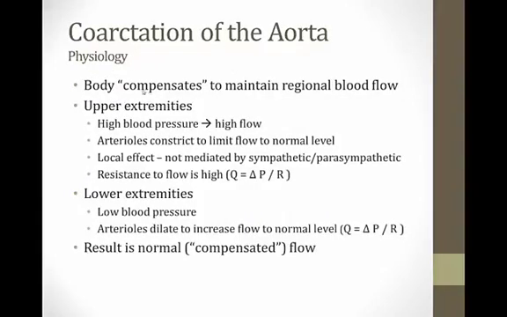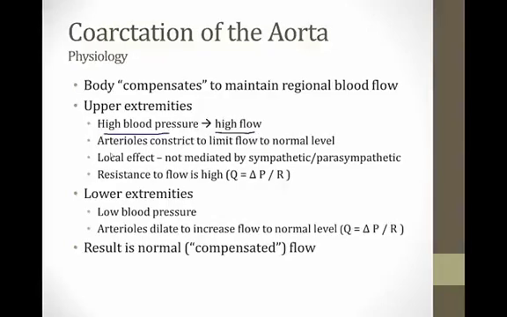So the body is going to compensate to try and maintain blood flow in the lower extremities despite the fact that the pressure is low down there from the coarc. In the upper extremities, there will be very high blood pressure as the body works to push blood across that coarctation. This is going to create high flow to the organs and structures in the upper extremities.